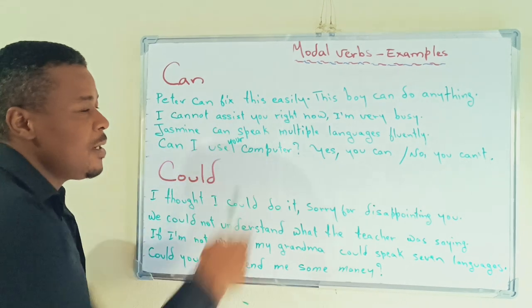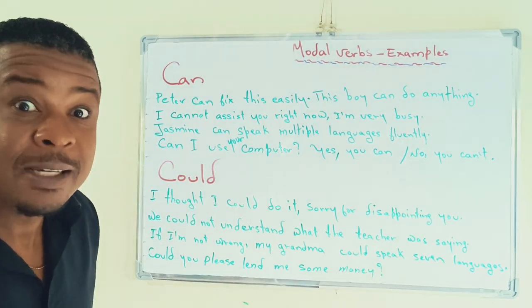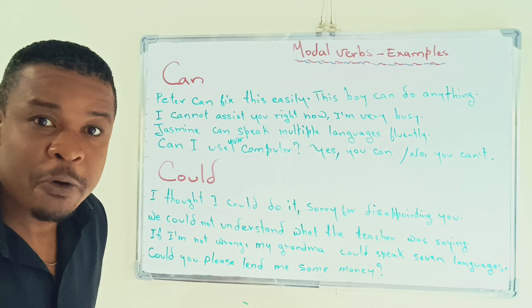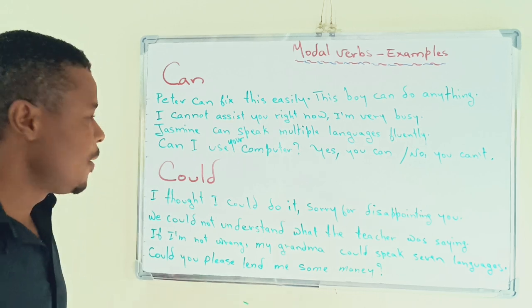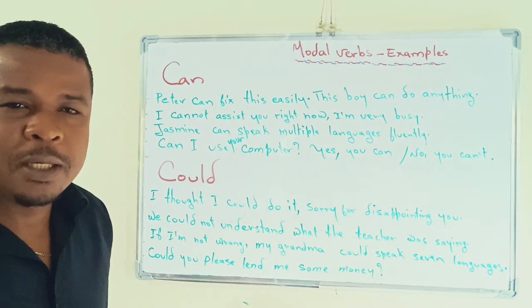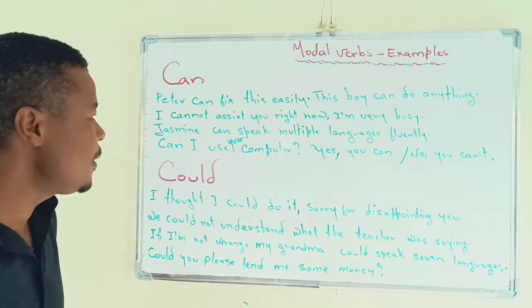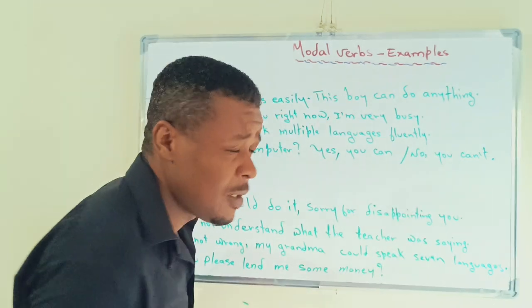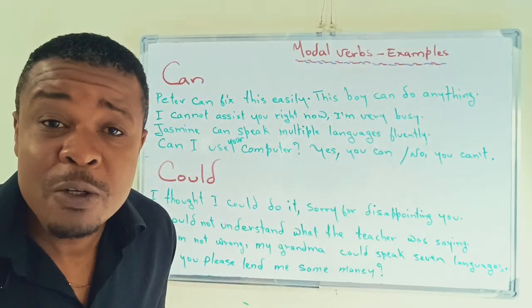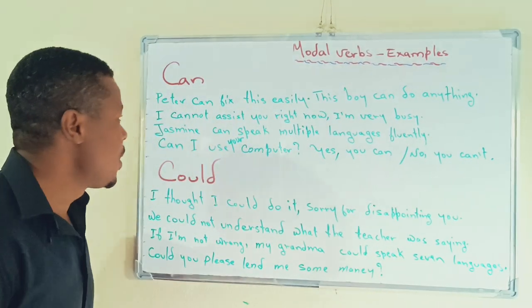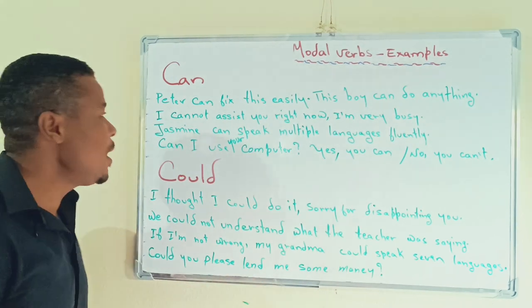For example, repeat after me. Peter can fix this easily. Peter can fix this easily. Peter puede arreglar eso con facilidad. Fácilmente, ¿ok? This boy can do anything. You see? Okay, let's read it together, all right?